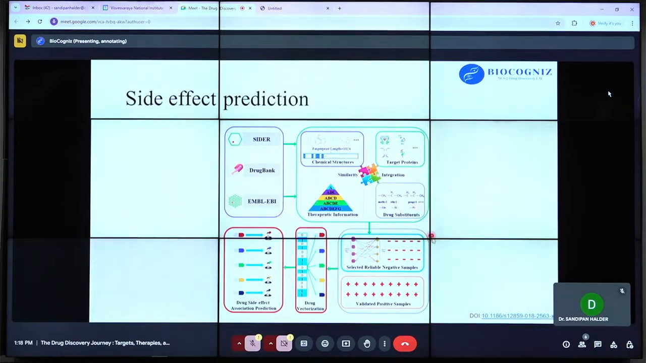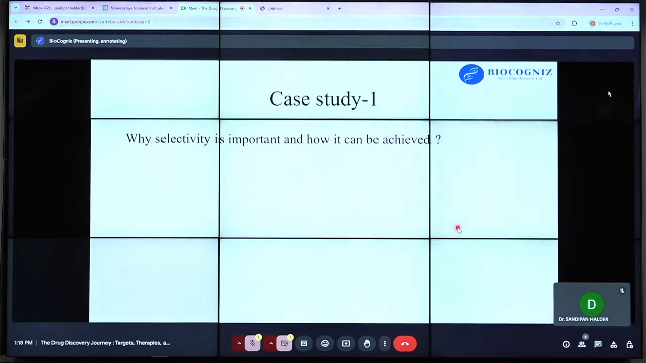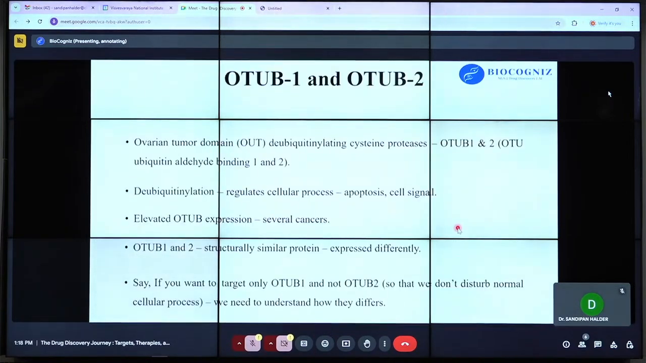So there are a lot of factors involved in it. That is the reason why we are not able to do this. So we will see how we can do this. Overall, you might have understood one thing by now: if you are able to achieve selectivity, you can minimize the side effects, right? So how are we going to achieve selectivity? That's what we are going to see for the next couple of minutes.